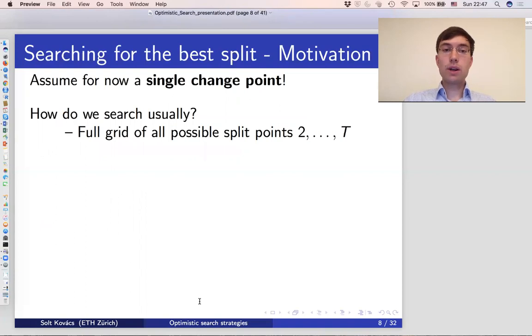So let's look at the motivation with a single change point. How do people usually search for a single change point? Well, you could split after the second, after the third, fourth, etc. observation, and at each of these split points, one could fit a different model on the left-hand side and a different model on the right-hand side, and then see how much better we are by fitting these two separate models compared to just fitting one model on all of the data. So this defines for each split point what we call a gain.